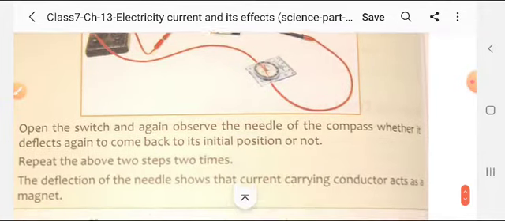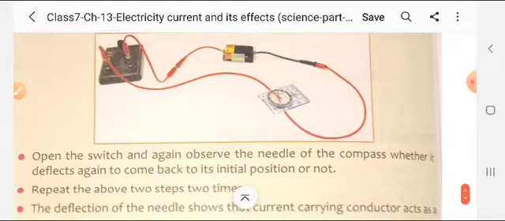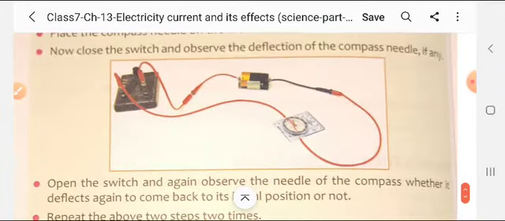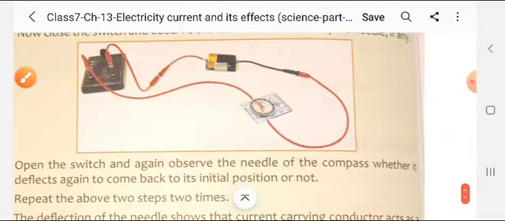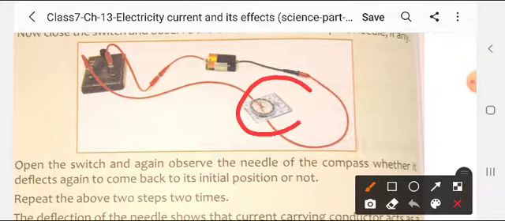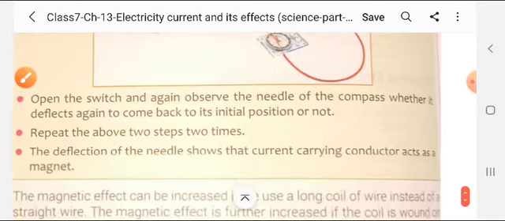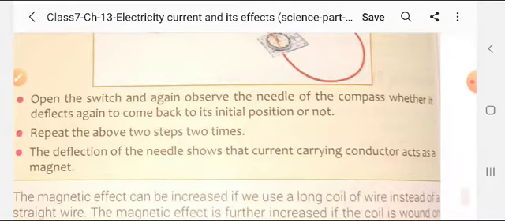If any deflection has been done, then it's proof that yes, current has flown. If any deflection has been seen in this magnetic compass, that means there is a flow of electric current, and that has created a magnetic field. Open the switch and again observe the needle of the compass, whether the deflection comes back to the initial position. So as soon as you switch it off, the magnetic needle will come to the previous position. So again switch it on, again you will see there is deflection.